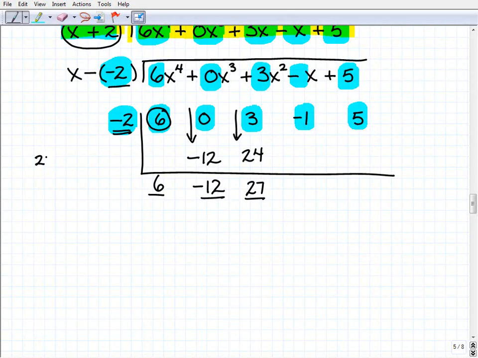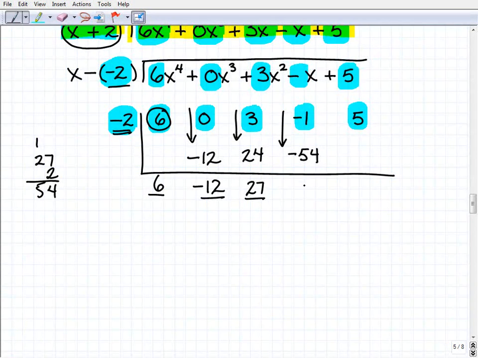If you need to, you can do that over here by hand. That's going to be 54, so that's going to be negative 54. That's the result: negative 2 times 27 is negative 54. Add down, I get negative 1 plus negative 54, which is negative 55. So 55 times 2 is, of course, 110.